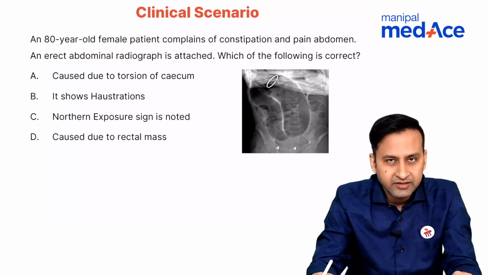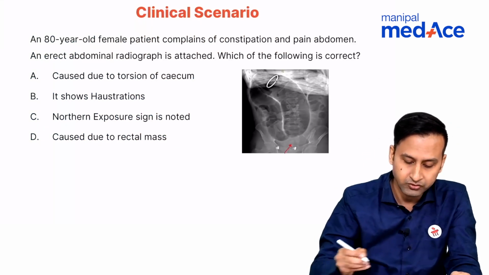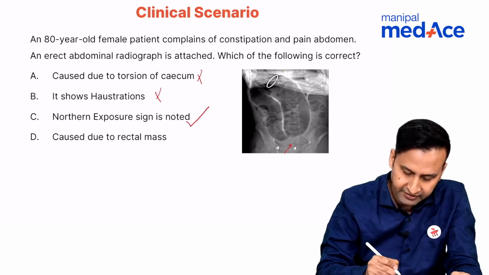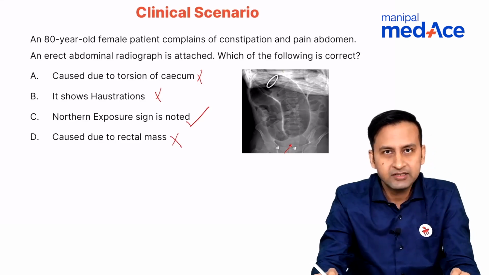So let's come back to the clinical scenario with which we started our discussion. It is a classical case of sigmoid volvulus. It is caused due to torsion of the cecum. No. It shows small bowel obstruction. No. Northern exposure sign is noted. Definitely correct. It is caused due to a rectal mass. No. So with this, we complete our discussion on sigmoid and cecal volvulus.